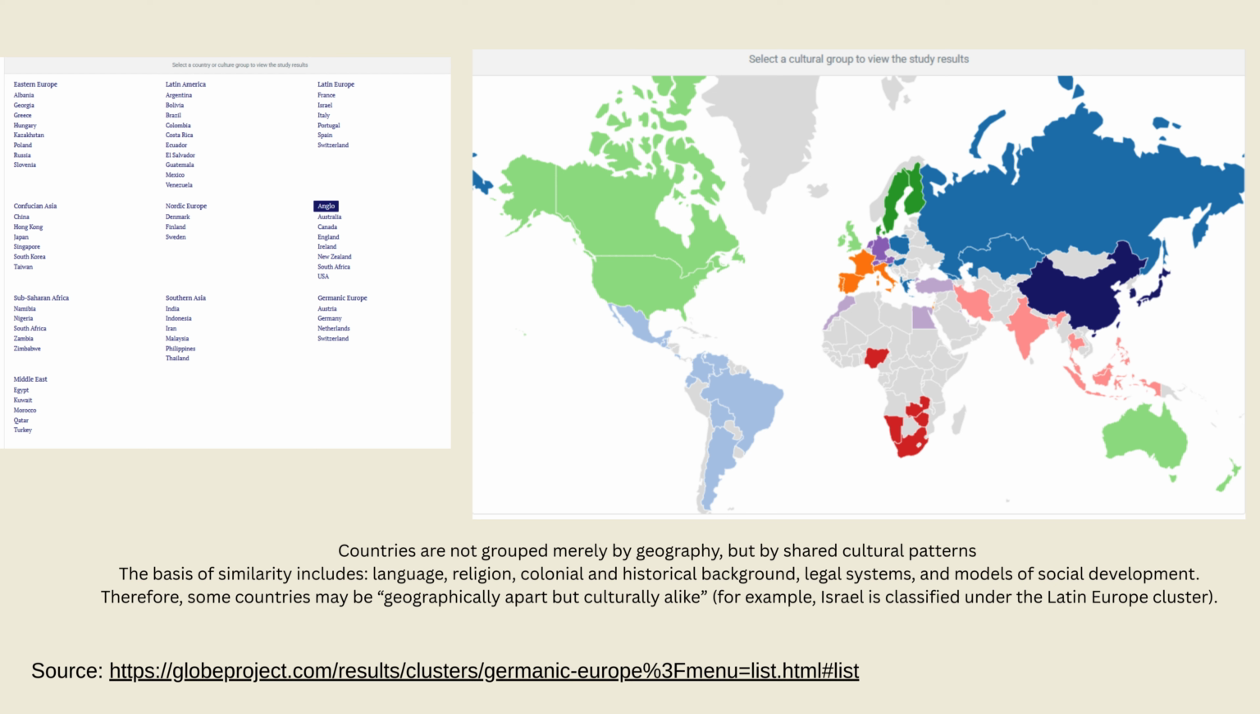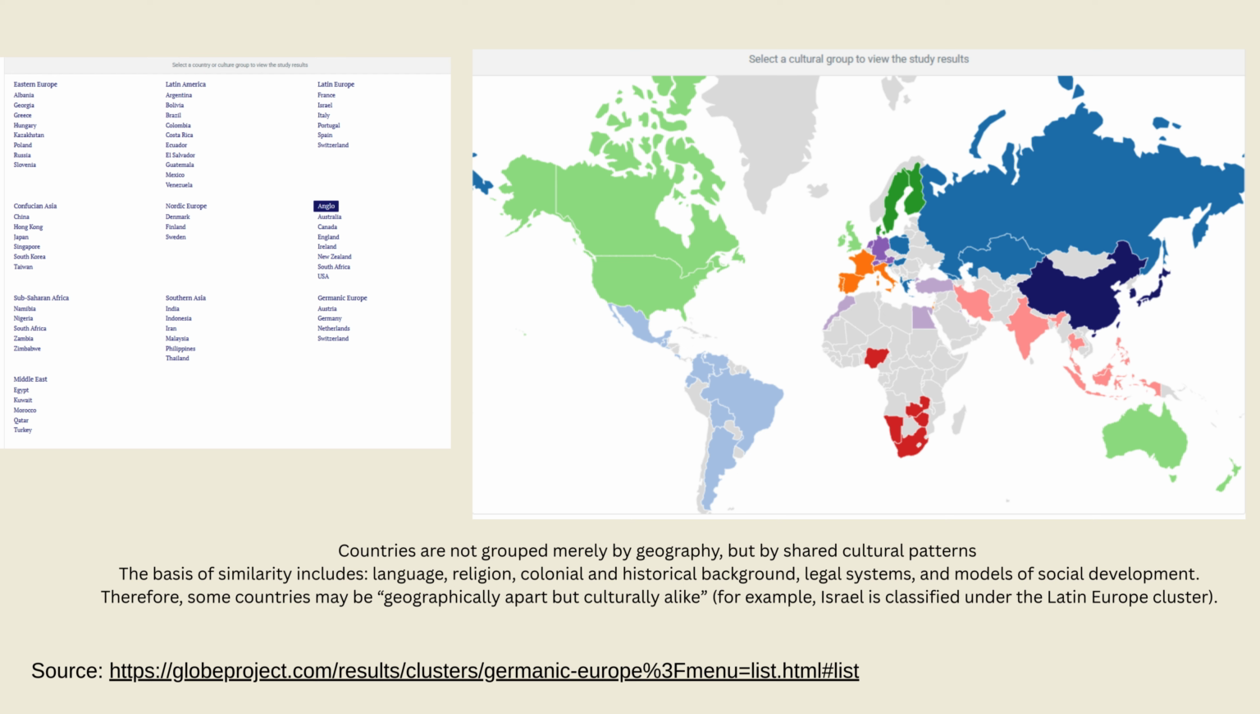The Anglo cluster, in light green, includes the United States, Canada, the United Kingdom, Ireland, Australia, New Zealand, and white South Africans in South Africa. The Latin America cluster, in light blue, covers Mexico, Central America, and South America, such as Brazil, Argentina, Colombia, and Chile. The Germanic Europe cluster, in purple, includes Germany, Austria, the Netherlands, and the German-speaking part of Switzerland.